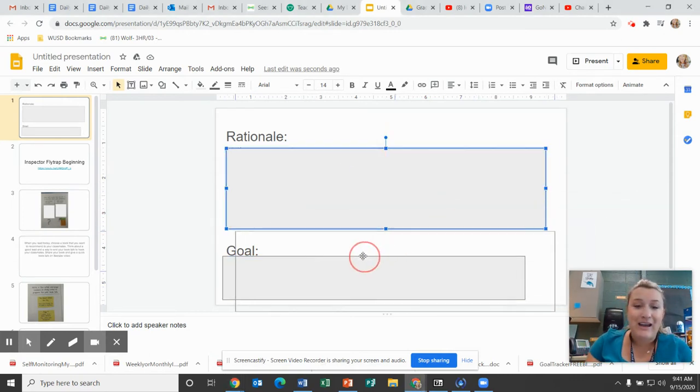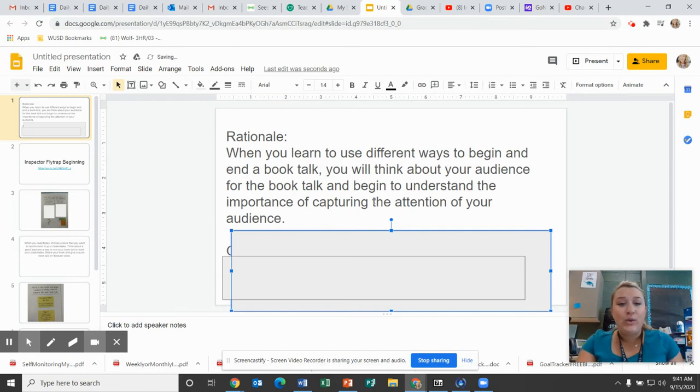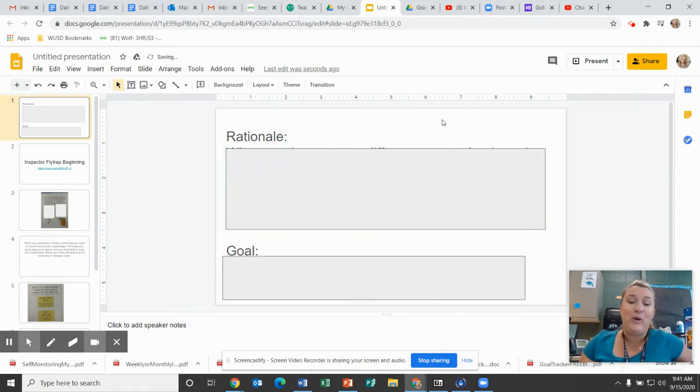So what I mean by that is your why today. When you learn to use different ways to begin and end a book talk, you will think about your audience for the book talk and begin to understand the importance of capturing the attention of your audience. So we learned two different types of books. Now we're talking about how to choose one book and do a book talk to get people interested about it. And that is your rationale or your why today. Our goal I will reveal at the end that we should feel like we mastered.